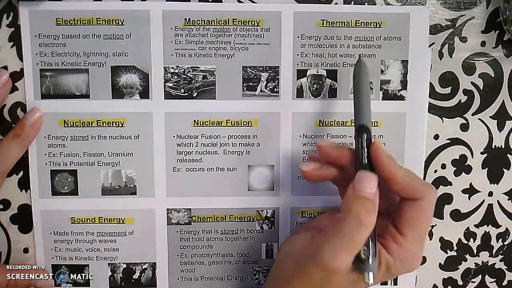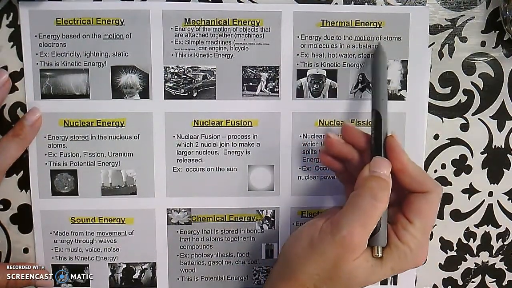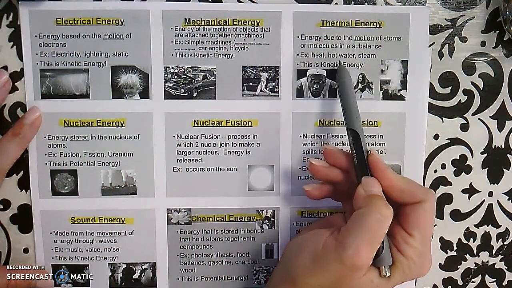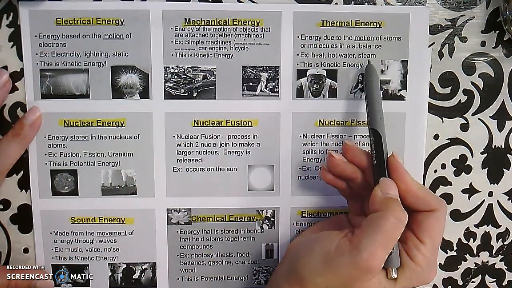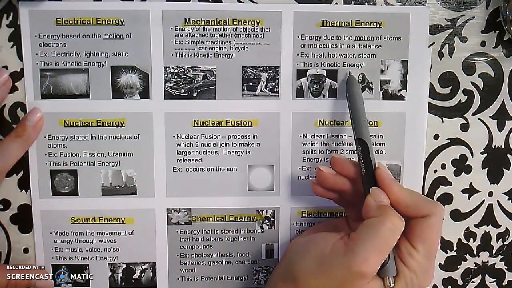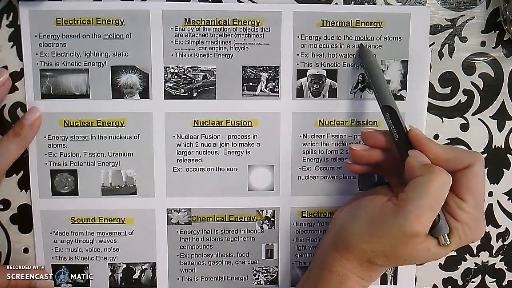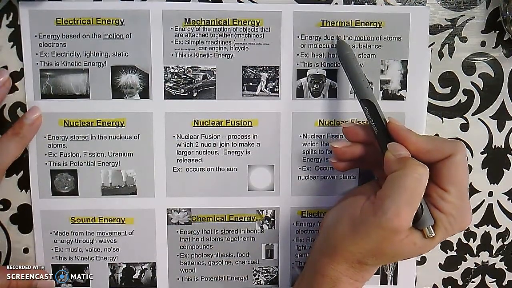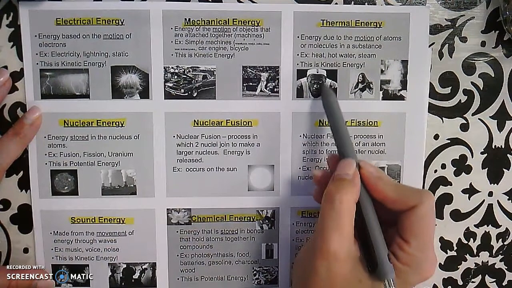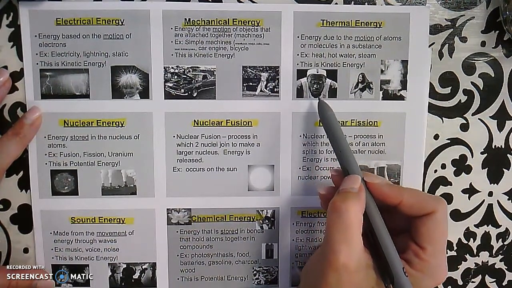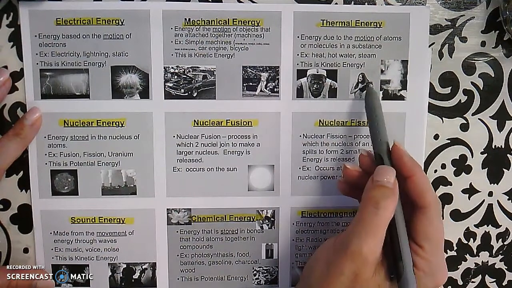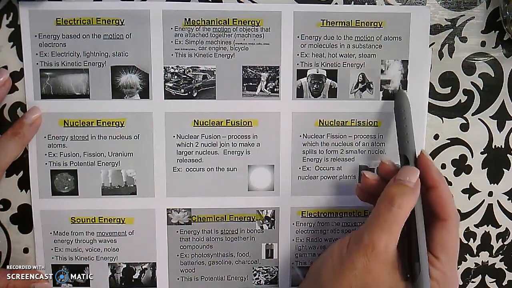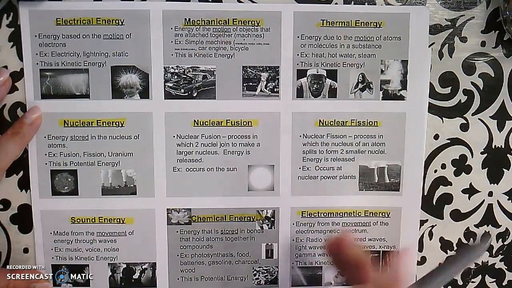Next, we have thermal energy. This is energy due to the motion of atoms or molecules in a substance. For example, heat, hot water, or steam. This is also a form of kinetic energy because, again, we have that word motion of atoms. The word thermal is just a fancy word for heat. This could be someone that's been running around and is hot and sweaty, as shown in this picture. It could be the heat from a flat iron that's straightening your hair. Or it could be a pot of hot water boiling on the stove.